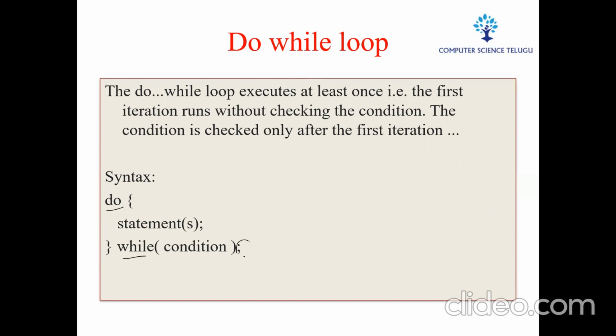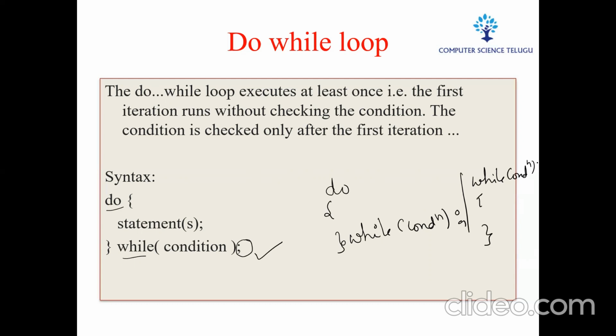Remember, you must mention the semicolon at the end of the while condition in do while. So do, some statements, while and condition, semicolon. But in while, only the condition is there, and some statements. Remember, there is no semicolon in a while loop.